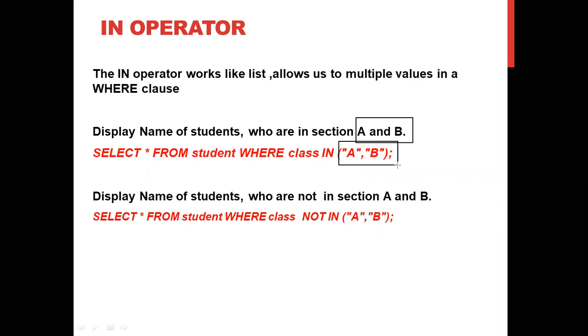If the list is given and we want those who are not present, for example, we do not want to display the students who are in section A, B and C. It means we do not display the A, B, C section students. Then we are using NOT IN. IN if we want to display, NOT IN if we don't want to display. Just check.